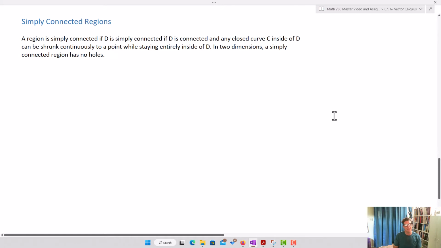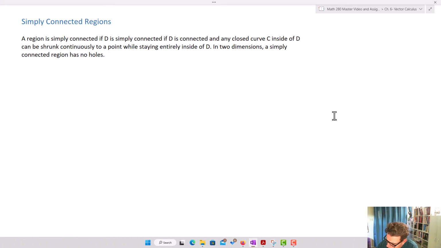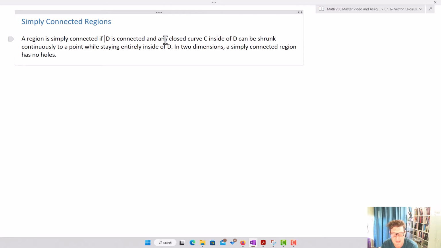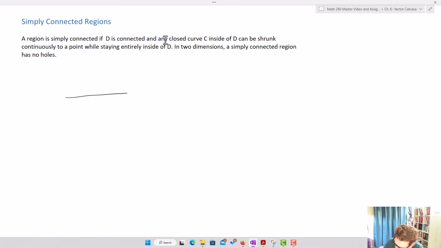And then we can have something called a simply connected region. A region is simply connected if D is connected and any closed curve C inside of D can be shrunk continuously to a point while staying entirely inside of D. So in two dimensions, a simply connected region has no holes. To give you an idea, that triangle region is simply connected. Choose any path, you can shrink the path and remain inside of the region.